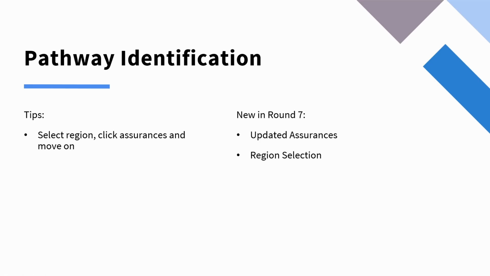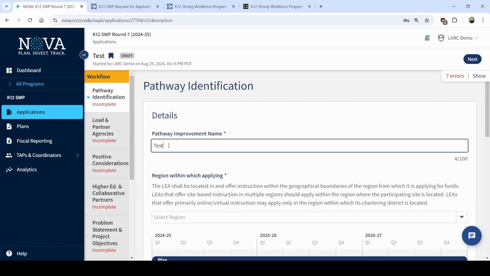The first section of the application is pathway identification. This is a relatively new section. If you're familiar with the Round 6 application, there's a new regional selection button, and also they've updated the assurances, but it's a very simple step to the application, so let's walk through it now. This is also the screen where we could change the name if we wanted to.